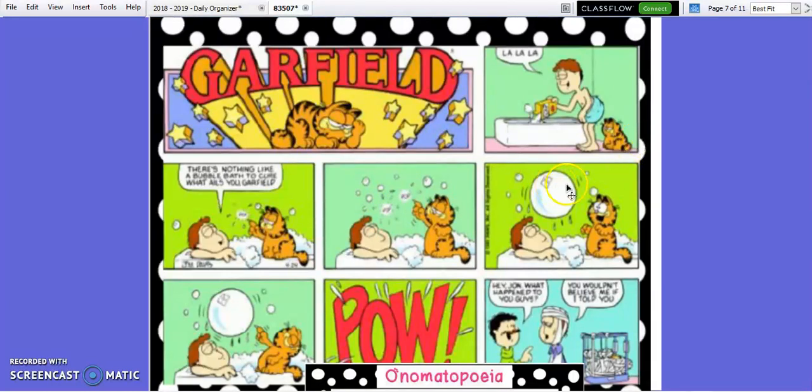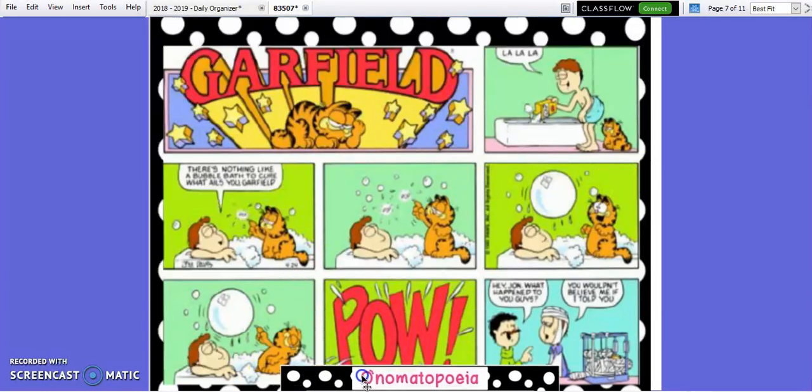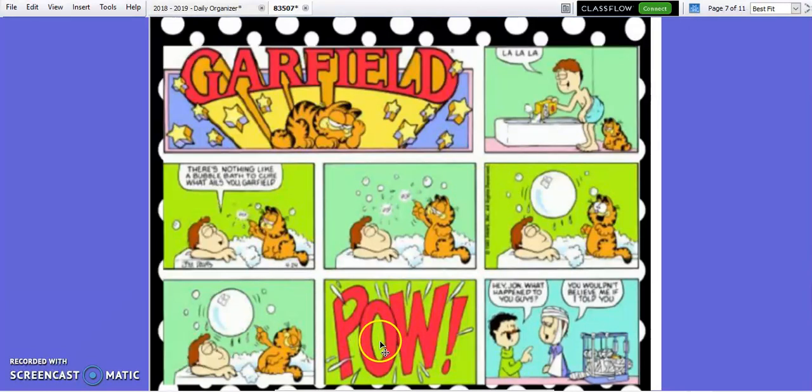Now we have a huge bubble. Garfield looks excited, gets ready, and pow! Right there is your example of onomatopoeia. Then we have Garfield and the owner that end up in the hospital.